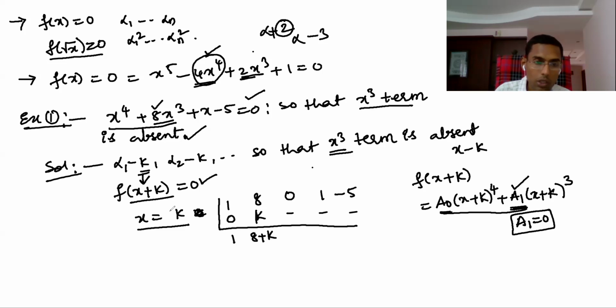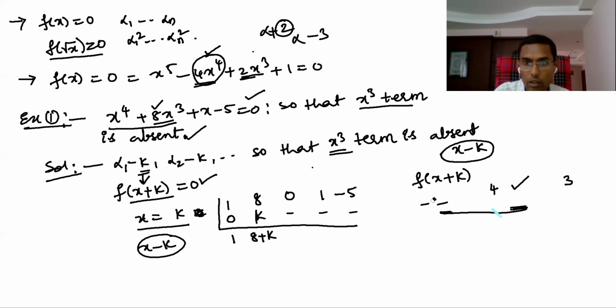So one process you can do is, to find f of x plus k, you have to express it in terms of x minus k. To express in terms of x minus k, you have to divide with x equal to k. That's what you should do. You have to divide with x equal to k. So this is one process.